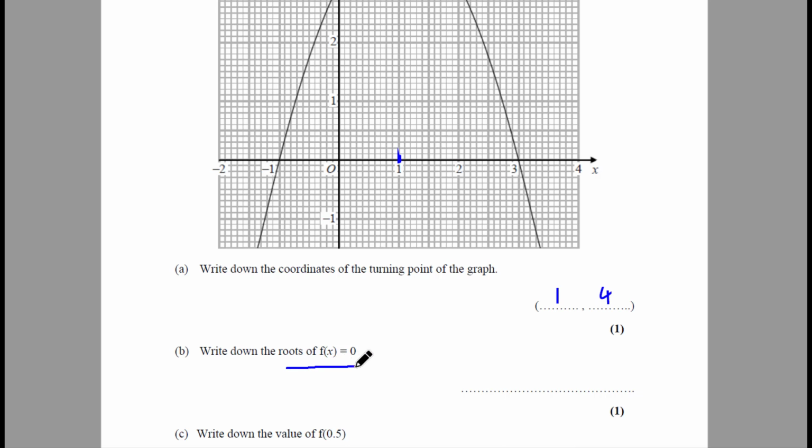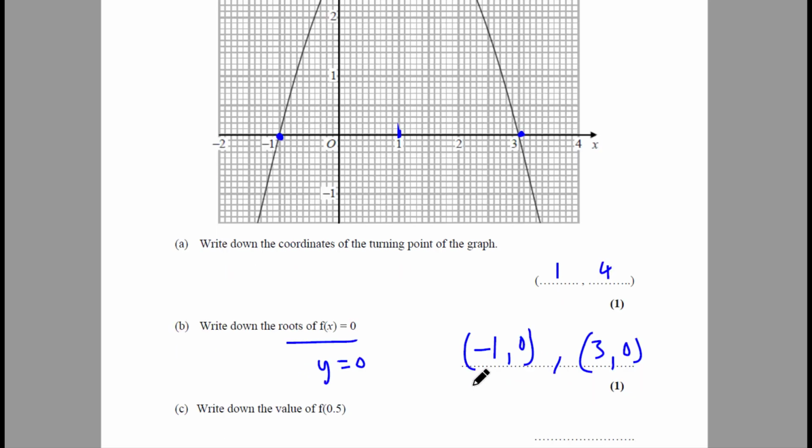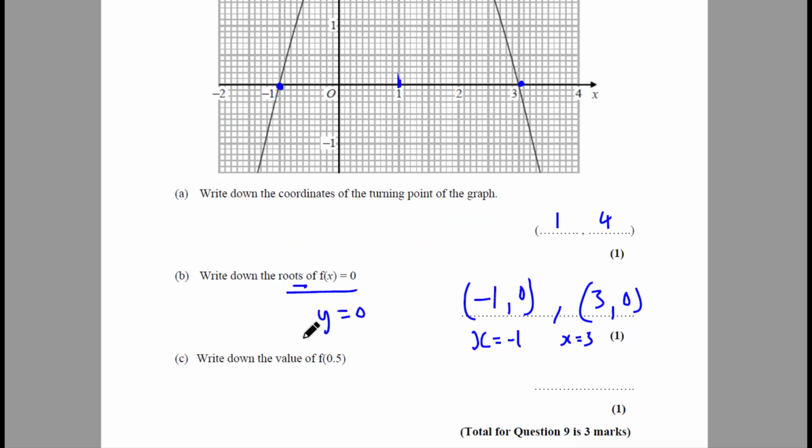Write the roots of f(x) equals 0. Well, that just means when y equals 0, and these are the roots of the equation. So that is just going to be minus 1 and 3, but you can be professional and just write those as coordinates, or just x equals minus 1, x equals 3, and it does say roots, so it's more than 1.